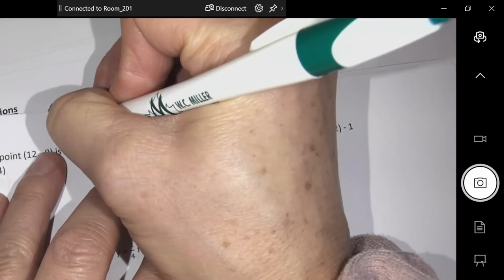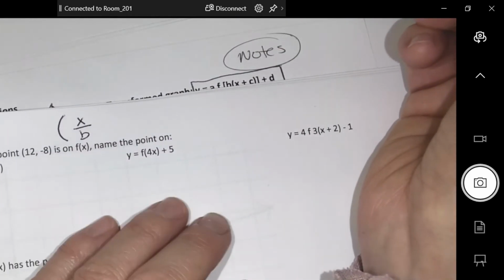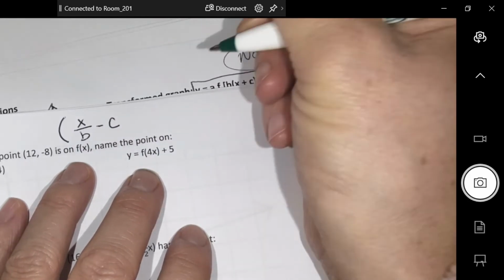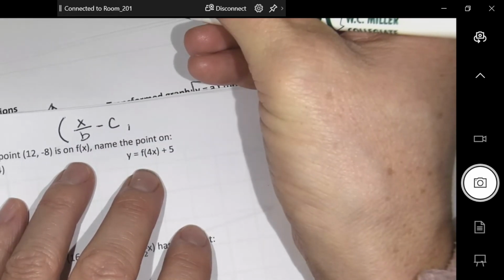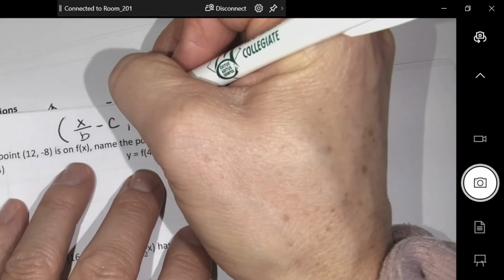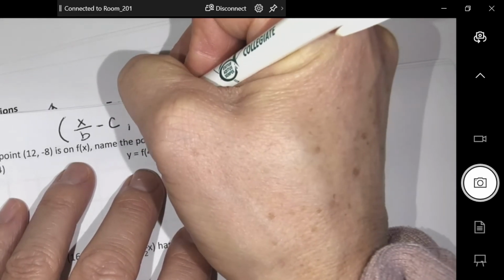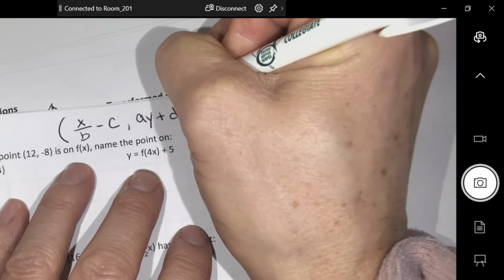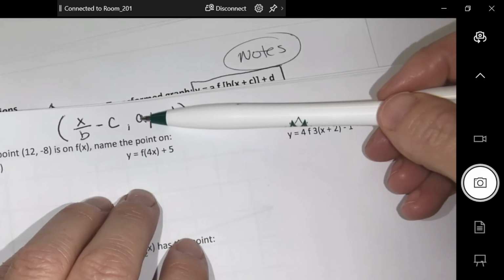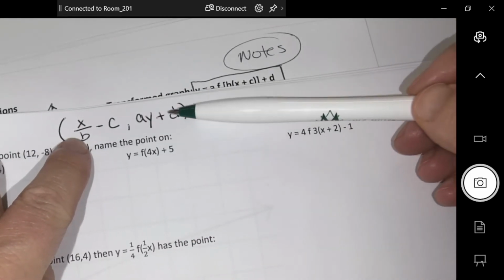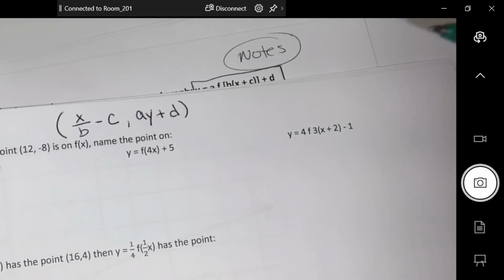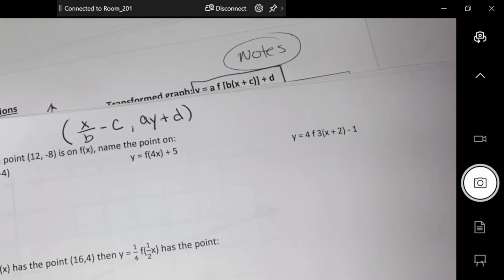Do you remember what we did? X would get divided by B, opposite, and it would get a minus C. Do you remember what the Y's were all about? We would times by A, and then we would add D. Okay? So Y has a multiplier, X has a divider. Y has an adder, X has a subtractor, right? Opposite.